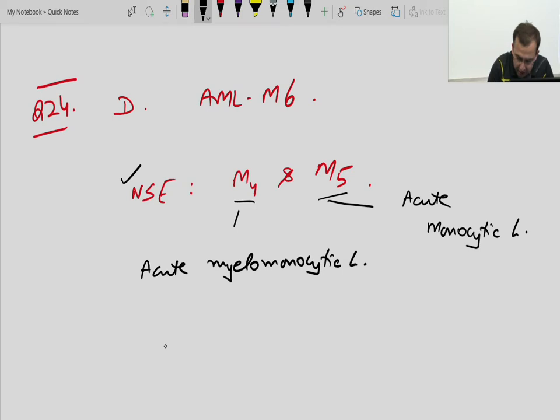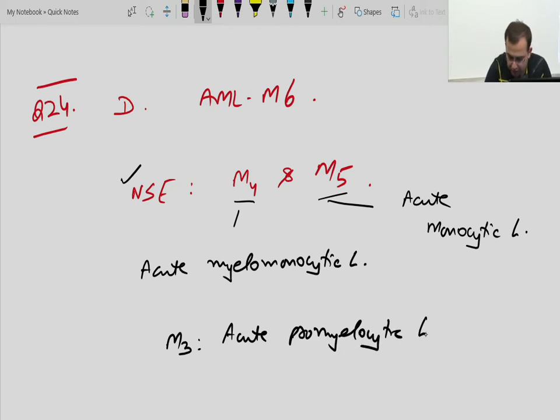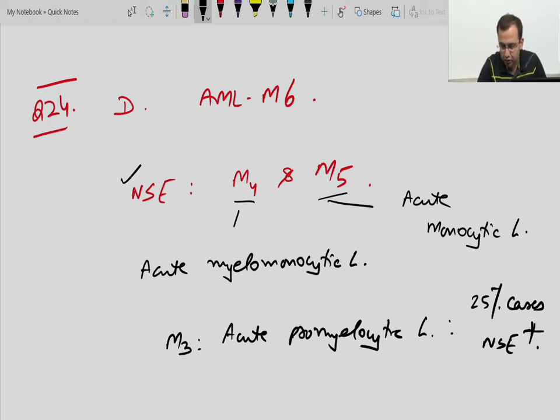Next, APL, that is M3, acute promyelocytic leukemia. This can also be NAC positive. 25% of cases are NAC positive. So it is positive in M3, M4 and M5, and not positive in M6.